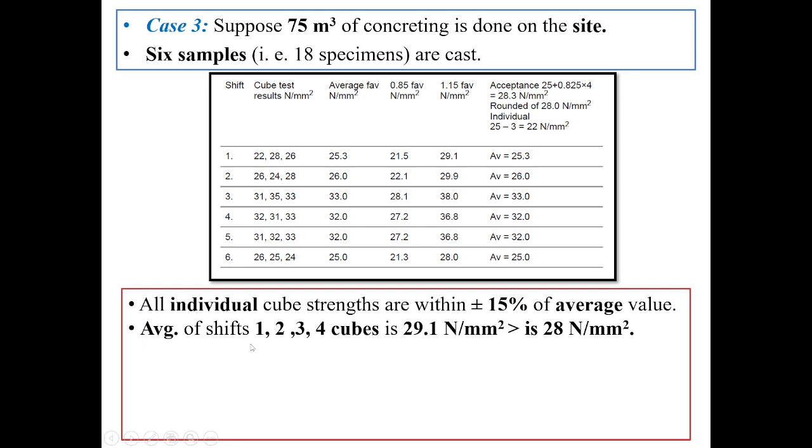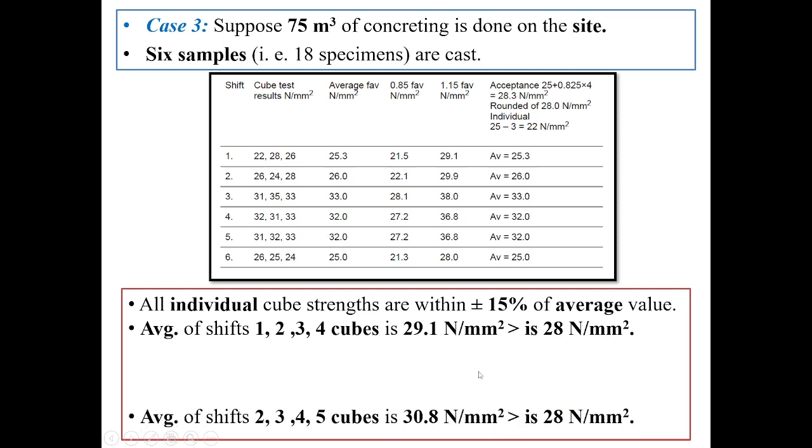Then the average of shifts 1, 2, 3, 4. That is 4 consecutive non-overlapping, which I told 10 minutes back. It is 29.1. That means if I take the average of 25.3, 26, 33 and 32, that means the first 4 samples, then it is 29.1, which is greater than 28, because we know that acceptance is 28 Newton per mm square. So here also that criterion is satisfied.